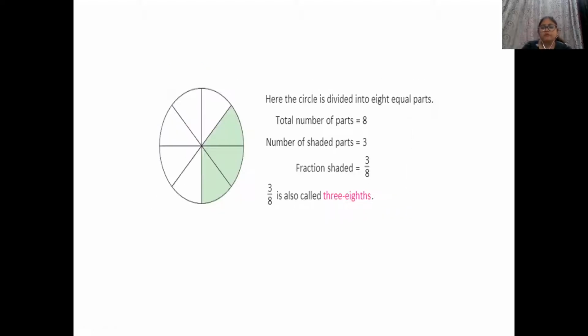Okay. Now next one, see, there is a circle. In this circle, how many total parts are there? Count it. 1, 2, 3, 4, 5, 6, 7, 8. So the total number of parts is 8. How many parts are shaded? Count 1, 2, 3. So 3 parts are shaded. So what will be the fraction of the shaded part? Total parts will be 8 and shaded parts will be 3. So the fraction will be 3/8.